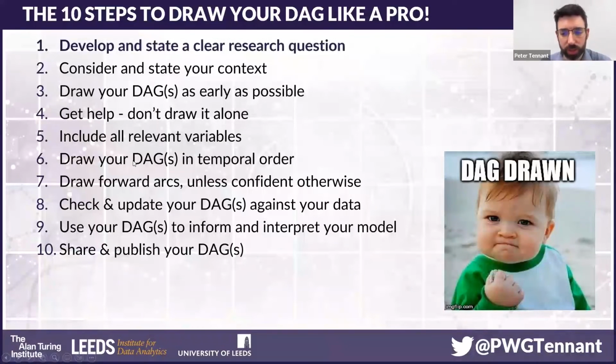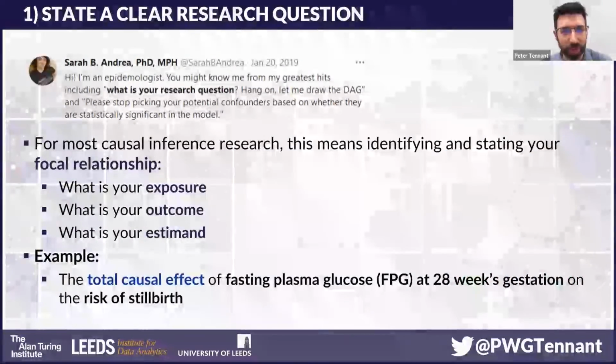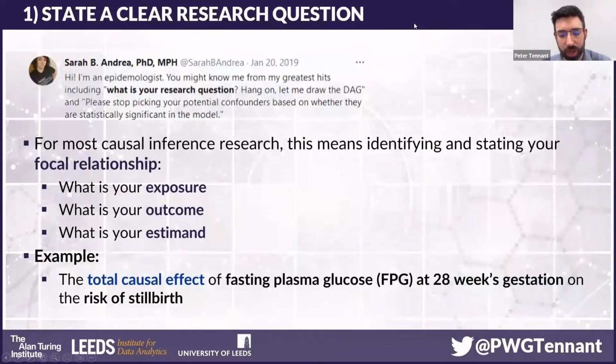So the first of those is an absolute no-brainer, which is that you need to develop and state a clear research question. Now, everyone who's a methodologist or an epidemiologist will have had experience of speaking to someone where you stop halfway through and say, well, hang on, what's your research question? And this is well represented by this tweet from Sarah Andrea, where she says, hi, I'm an epidemiologist. You might know me from my greatest hits, including, what's your research question? Hang on, let me draw the DAG, and please stop picking your potential confounders based on whether they're statistically significant.